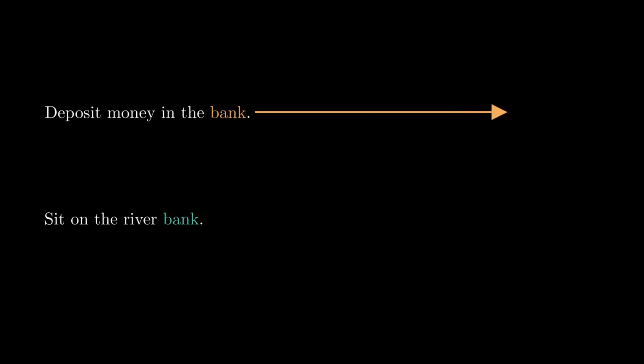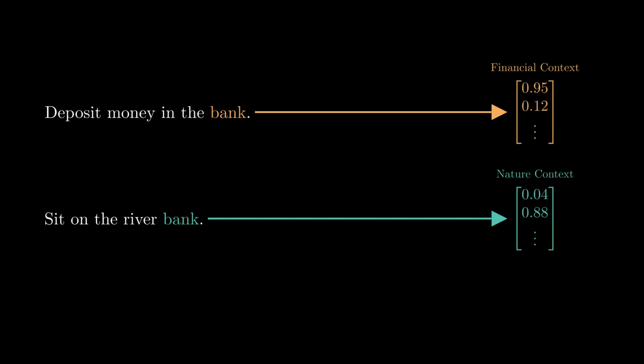Modern models, like BERT or those using transformers, don't read words in isolation. When the model reads the first sentence, it sees deposit and money. It uses this context to generate a specific vector for bank that aligns with financial concepts. However, in the second sentence, the model sees sit, river, and on. It realizes this bank is a geological feature. Consequently, it generates a completely different vector representation. This is the breakthrough: contextual embeddings. Even though the text input is identical, the vector output is unique to the specific meaning in that moment. This ensures that when you search for financial institutions, you don't get results about river sides, even if the word bank is used.